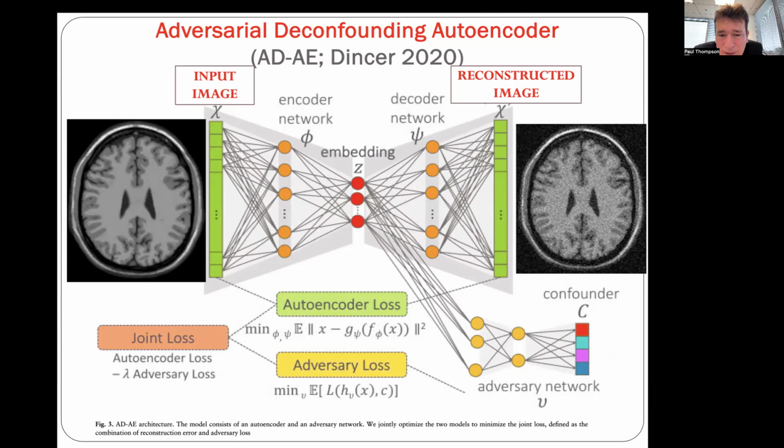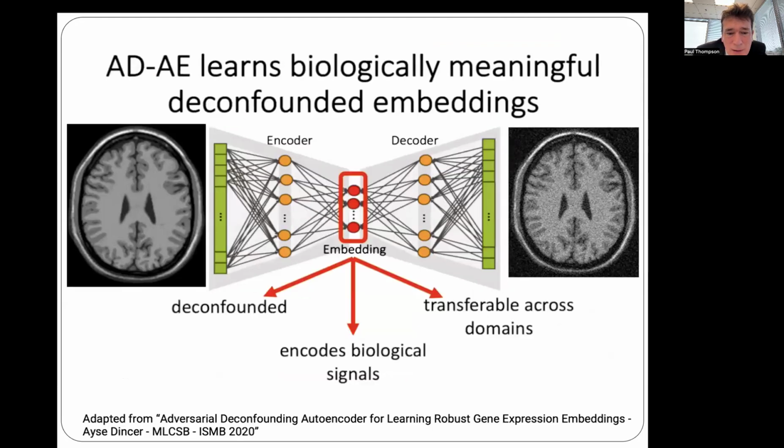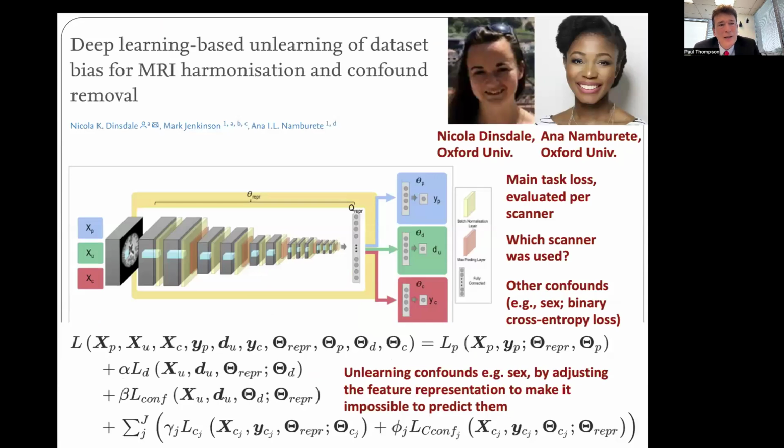And similar work has been done by Dan Moyer and Greg Ver Steeg and others. And this is called an adversarial deconfounding autoencoder. You can try and create a feature set that is useful. It encodes biological signals, but it's deconfounded. It doesn't differ when you use different scanning protocols. And this is tremendously useful in making methods more robust. A generalization by Nicola Dinsdale and Ana Namburete at Oxford University co-trains neural networks when they're classifying, for example, Alzheimer's disease. You have subnetworks say which scanner was used or what is the sex of the individual.